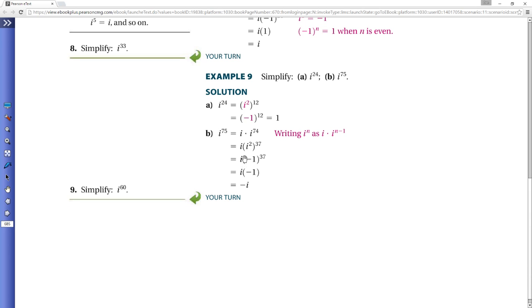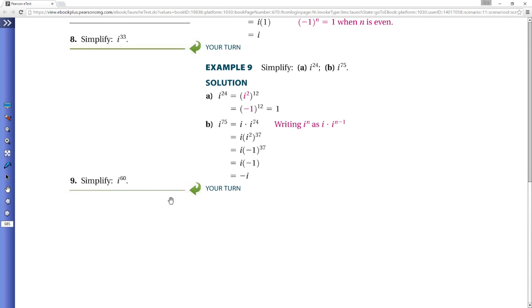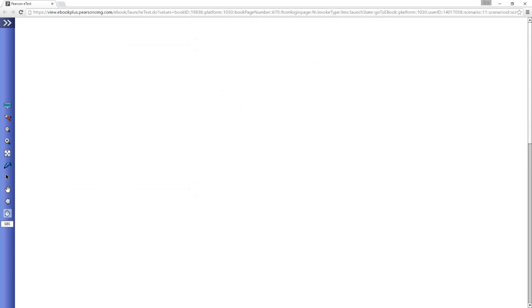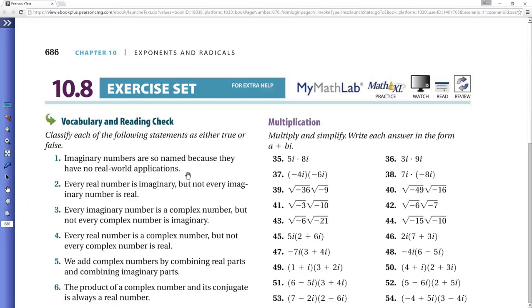And in this case, I get i times i squared to the 37th power, which is 2 times 37, 74. Well, I substitute in for i squared a negative 1. I get negative 1 to the 37th power is a negative 1. So I end up with a negative 1 times i, or a negative i. And that's it.